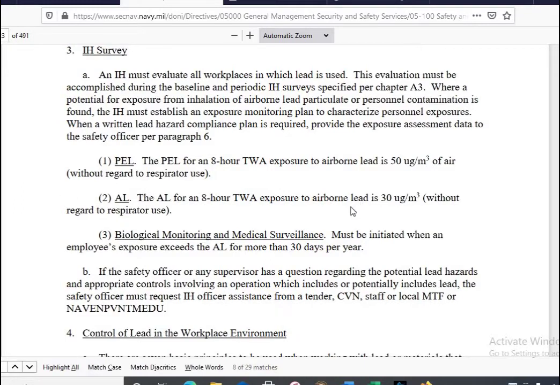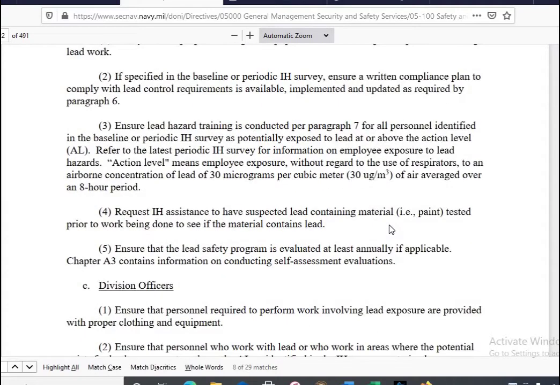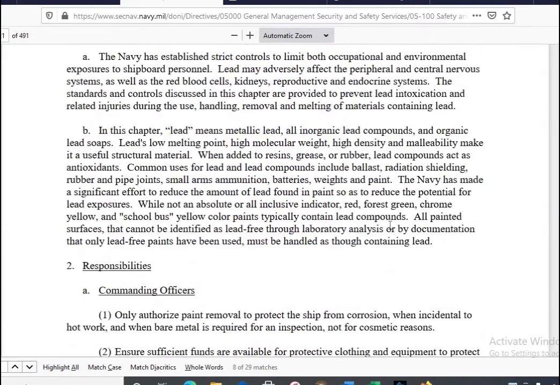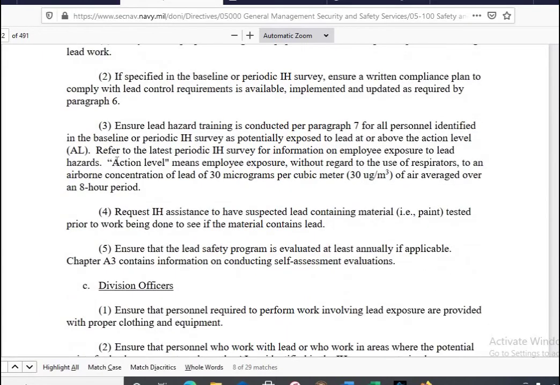And that hazardous range is 30. AL. Let's pull that one back up. So hey, new instruction. I'm glad this one's stumbling me. Some of the other ones I've been able to understand, but this one's confusing to me. Action level.